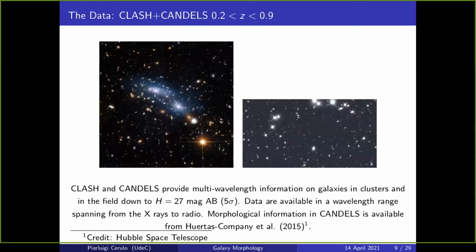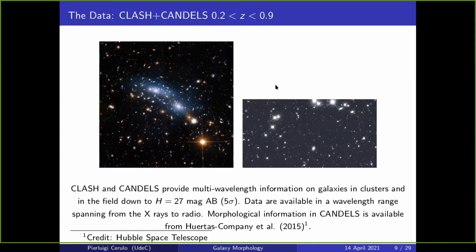We are using a sample of cluster and field galaxies that we drew from the CLASH and CANDELS surveys. Since this is an ESO conference, I would like to stress that CLASH and CANDELS are both surveys that have been carried out with the Hubble Space Telescope. However, the spectroscopic follow-ups have been conducted at ESO, and especially with VIMOS. So I can mention the zCOSMOS and Legacy surveys, and for CLASH, the CLASH-VLT survey.